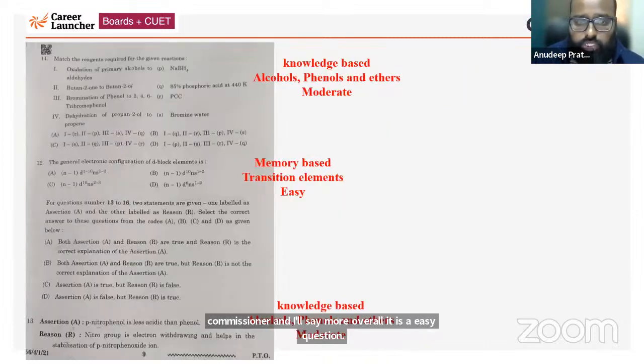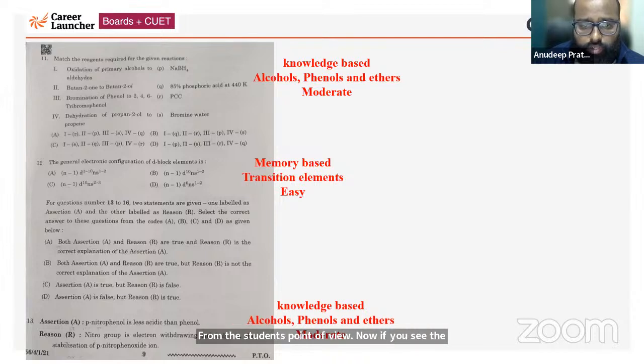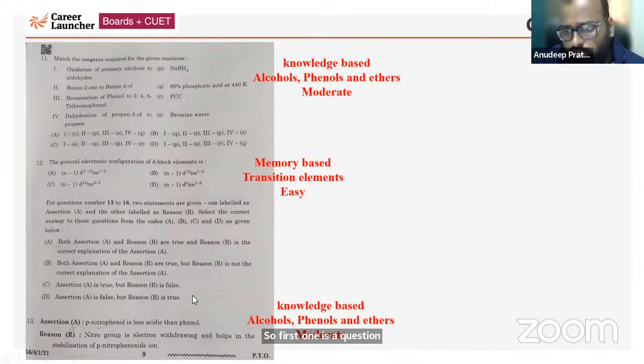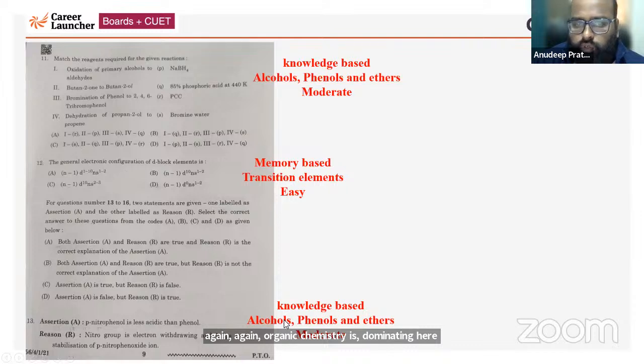Now, if you see the assertion and reason question from the 13, so first one is a question from alcohols, phenols, ethers. Again, organic chemistry is dominating here. So this is a moderate question, okay, knowledge-based question, because if you know the concept-wise, then only you can answer this type of questions, right? So this is a moderate question.